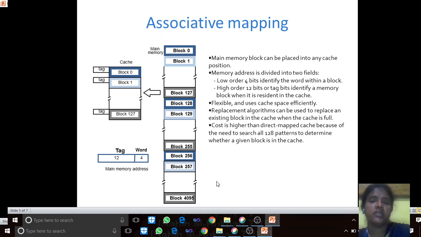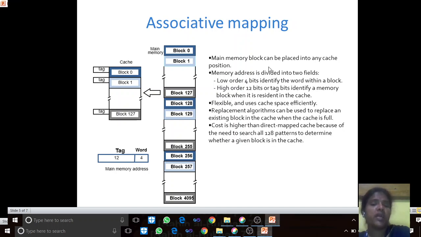Let us see the next mapping technique, associative mapping. Here, the main memory block can be placed anywhere in the cache memory. The limitation found in direct mapping is eliminated here. The memory address is divided into 2 fields, the word field and the tag field. The word field is 4 bits because each block contains 16 words, 2 to the power 4 is 16. The low order 4 bits identify the word within the block.